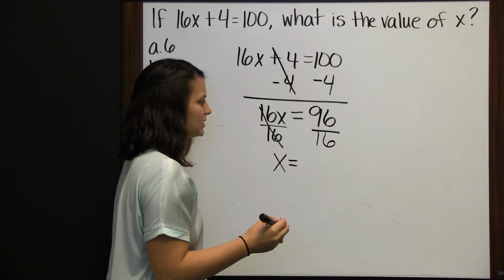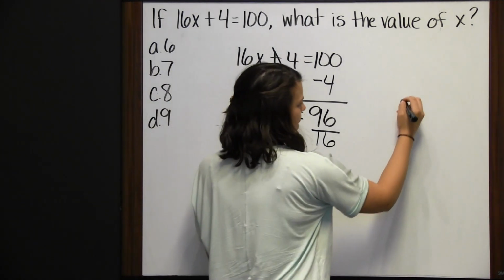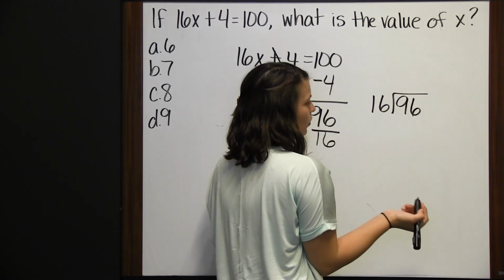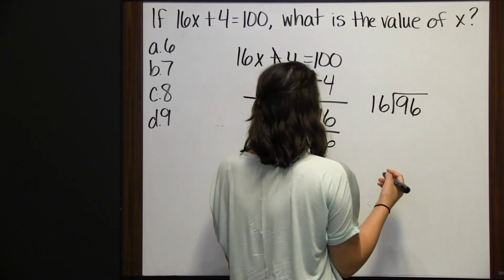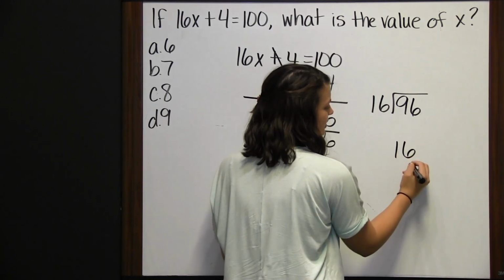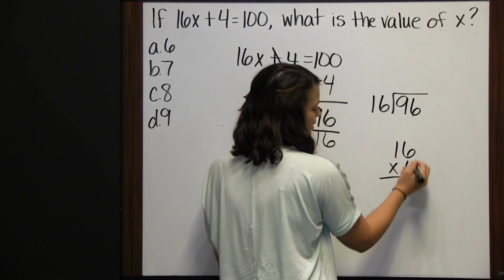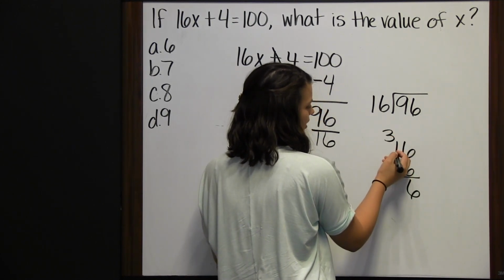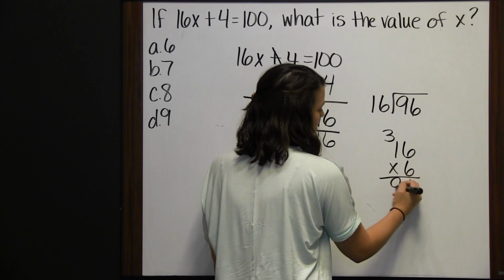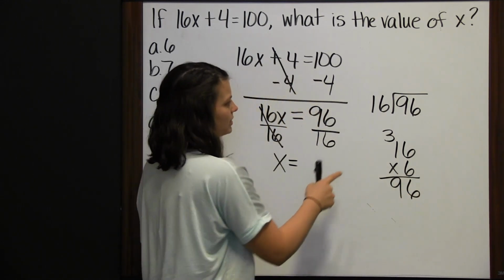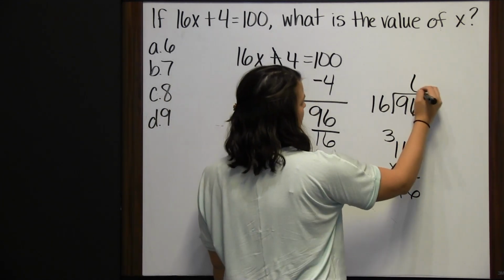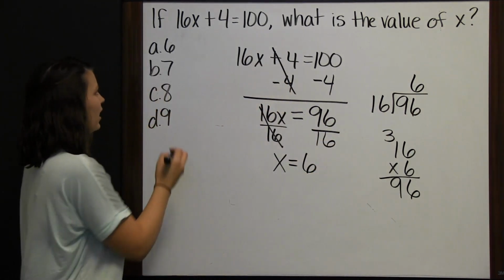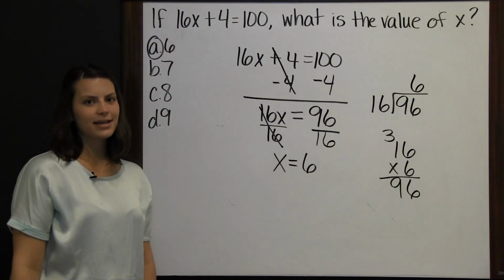So how many times does 16 go into 96? Well, we could always guess. I would guess 6 times. 6 times 6 is 36. Carry the 3. 6 times 1 is 6 plus 3 is 9, so 96. So that means that 96 divided by 16 is 6. So x equals 6. Answer choice A.